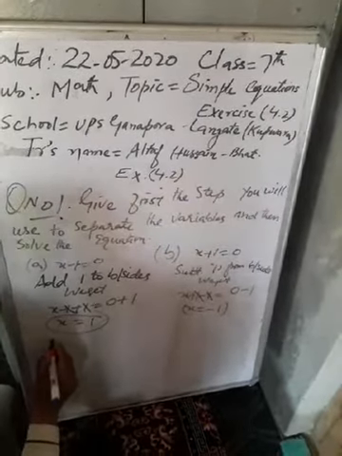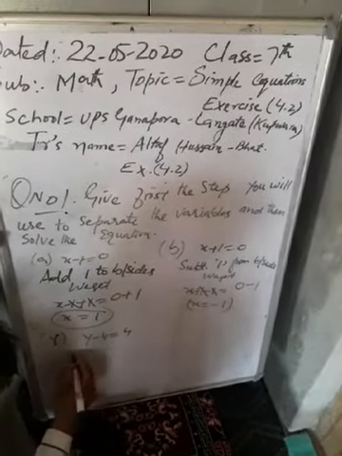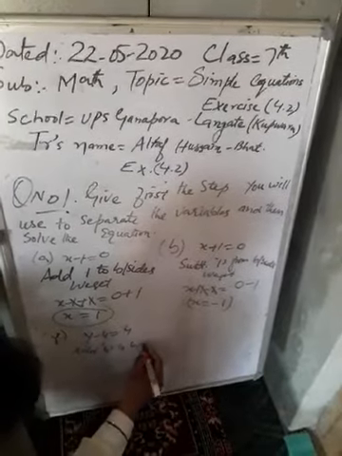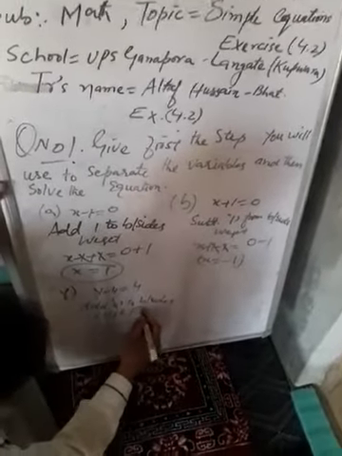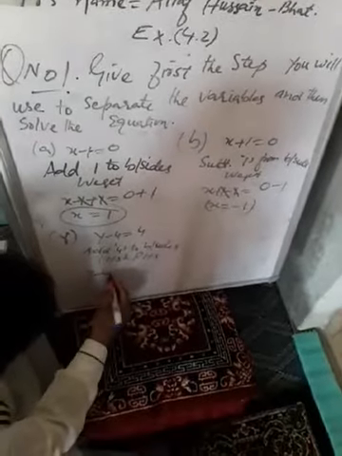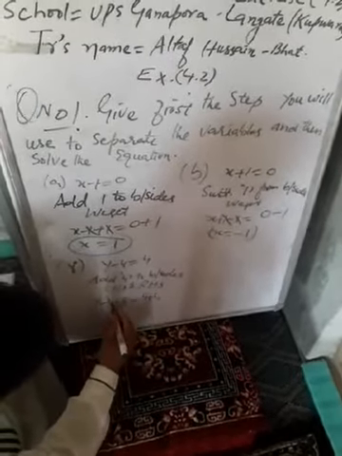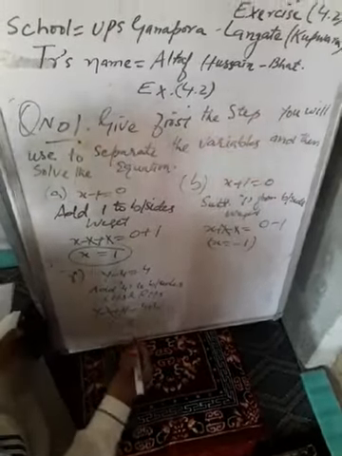For example, f part. y minus 4 is equal to 4. We will add 4 to both sides, LHS and RHS. y minus 4 plus 4 is equal to 4 plus 4. This 4 and this 4 gets cancelled. So y is equal to 4 plus 4 that becomes 8. So value of y is equal to 8.